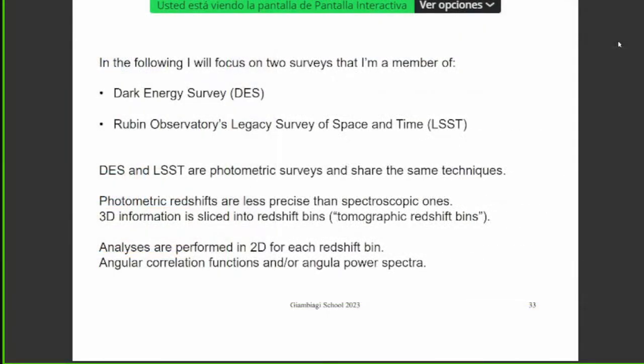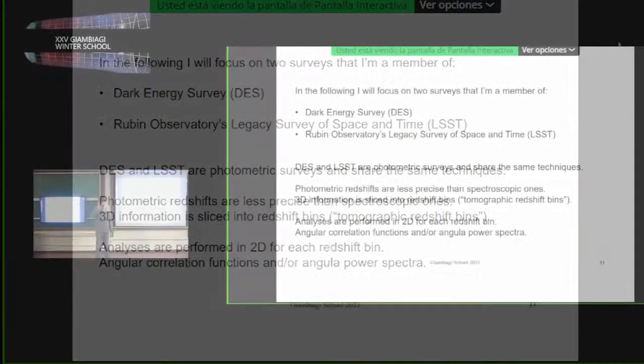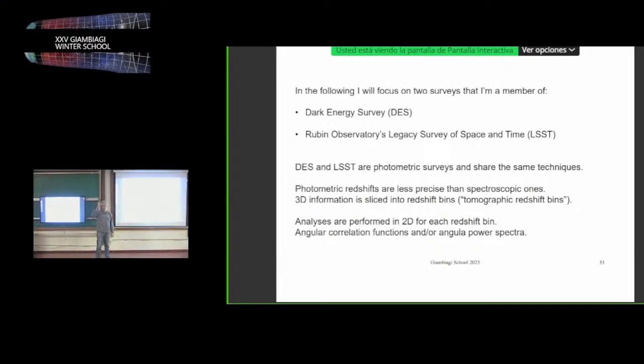In the following, I will focus on these two surveys, the Dark Energy Survey and the Vera Rubin Observatory Legacy Survey of Space and Time. So both of them are photometric surveys, and they share the same techniques. So you can say that the Rubin or the LSST is the evolution of the Dark Energy Survey. As I said, photometric redshifts are less precise than the spectroscopic redshifts. So we don't have a very precise three-dimensional information because the redshift gives you the third dimension, right, the distance.